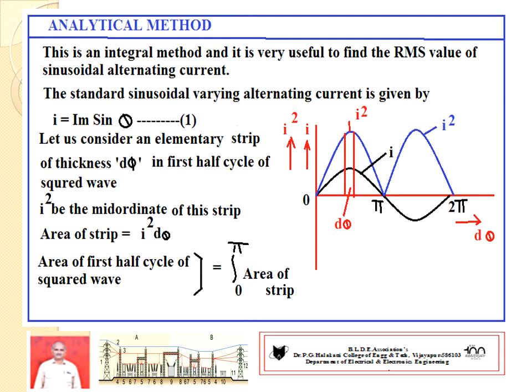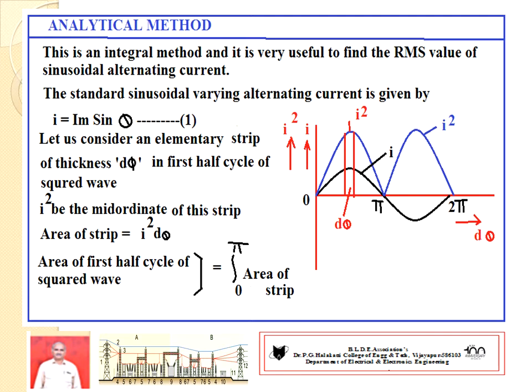We know that the sinusoidal varying alternating current is given by small i, instantaneous value of alternating current, small i equal to Im sin theta. You call the equation 1, and you have to draw the graph, one for variation of i current, second one variation of i square current. Two graphs, one for i variation, another one i square.